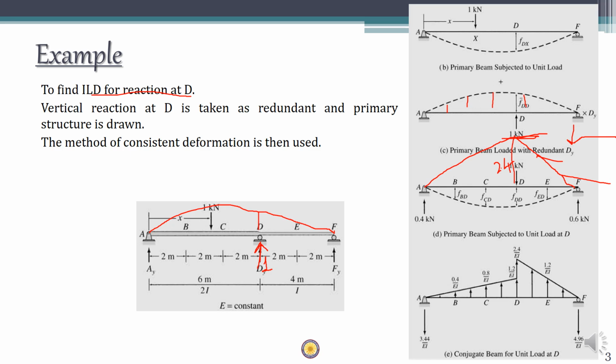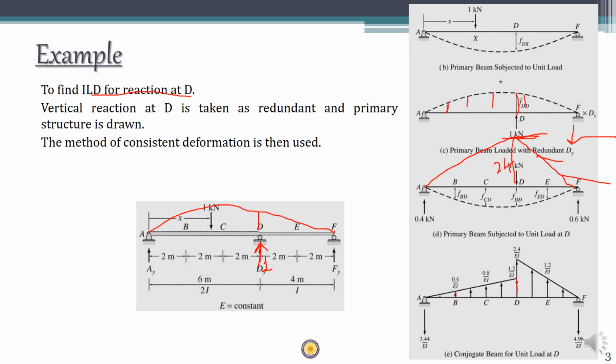So if you want to find out the deflection at B, all you need to do is find out the bending moment at B in the conjugate beam. If you want to find out the deflection at D, all you need to find is the bending moment at D in the conjugate beam. With this given loading, you can use the moment sigma MA equal to 0 to find the reaction here, and also you can use sum of vertical forces equal to 0. That way you can find the other reaction also.